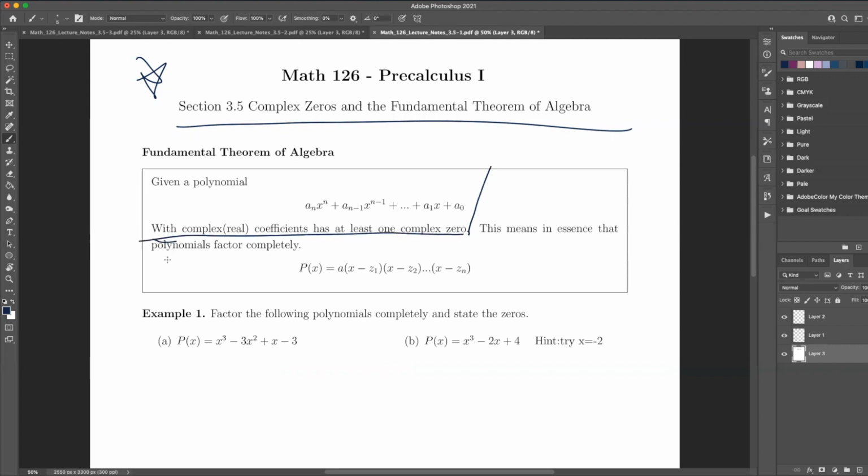This means, in essence, the polynomial factors completely, because if I can pull out one zero whatsoever, complex or not, I'll get another polynomial, and that will have at least one zero. So I can pull that out, and then I'll have another polynomial, and I can pull that out until I have it completely factored like this. And so that means you can completely factor every polynomial with at least complex numbers.